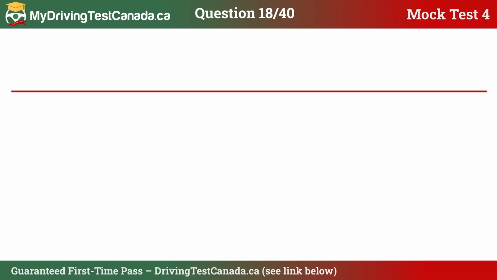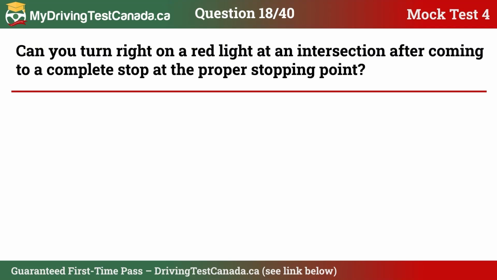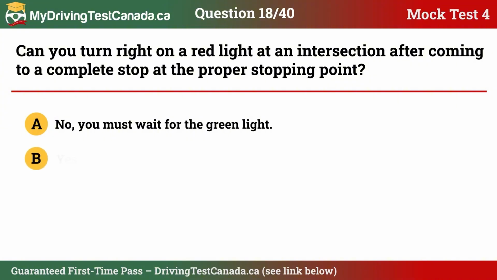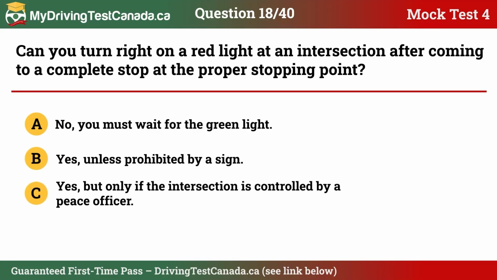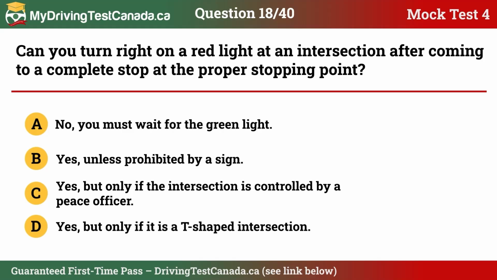Question 18. Can you turn right on a red light at an intersection after coming to a complete stop at the proper stopping point? A. No, you must wait for the green light. B. Yes, unless prohibited by a sign. C. Yes, but only if the intersection is controlled by a peace officer. D. Yes, but only if it is a T-shaped intersection.